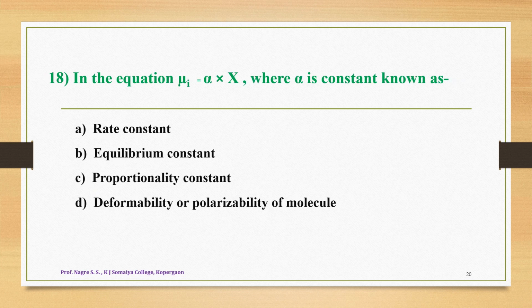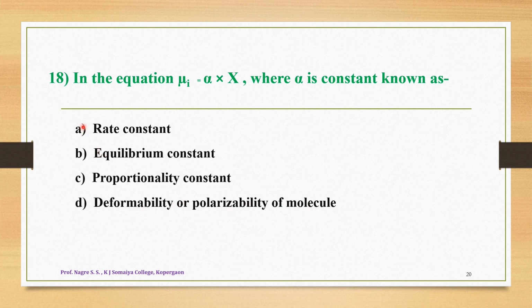The next question is question number 18, and this is here. In the equation mu I is equal to alpha into x, where alpha is a constant known as, and the options are: A option is rate constant, B option is equilibrium constant, C option is proportionality constant, and option D is deformability or polarizability of the molecule.